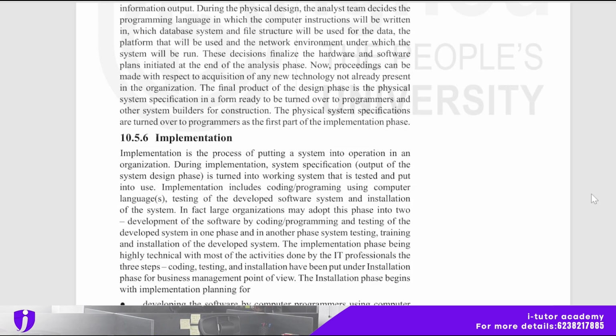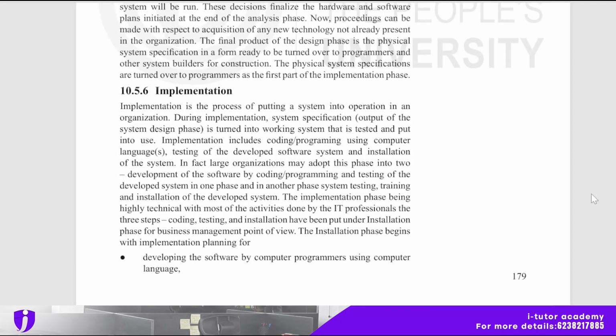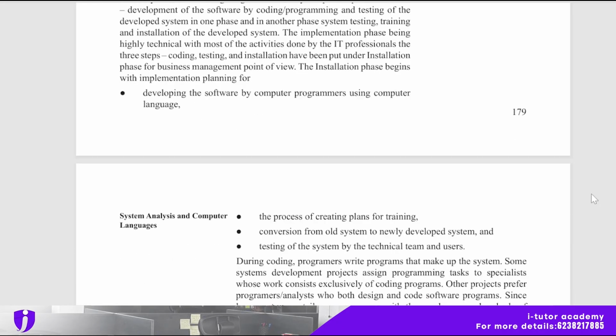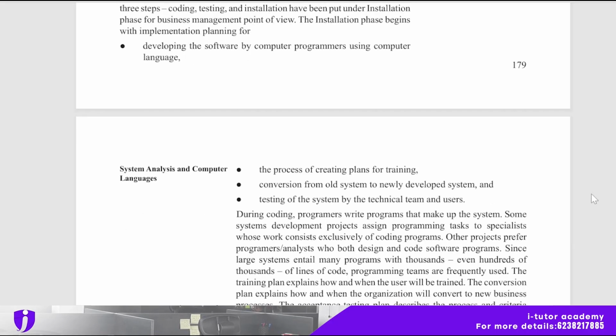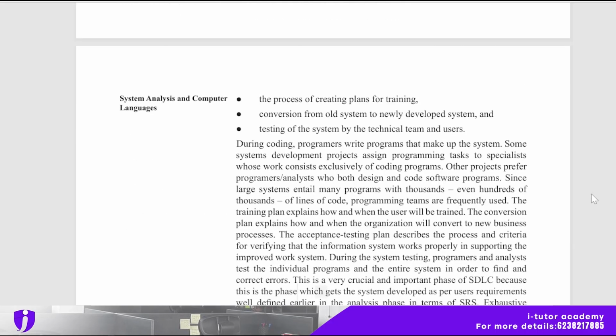In fact, a large organization may divide this phase into two: development of the software by coding, programming and testing of the developed system in one phase, and system testing, training and installation of the developed system in another phase. The installation phase begins with implementation planning for developing the software by computer programs using a computer language, the process of creating plans for training, conversion from the old system to the newly developed system, and testing of the system by the technical team and users.